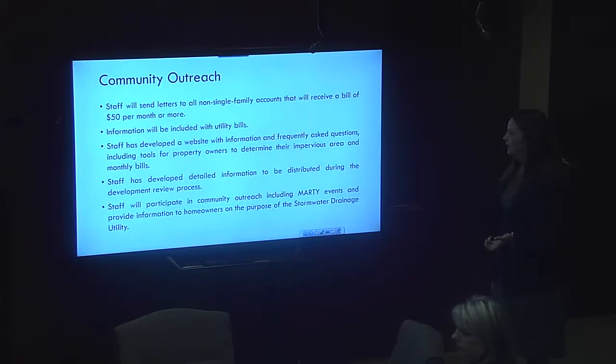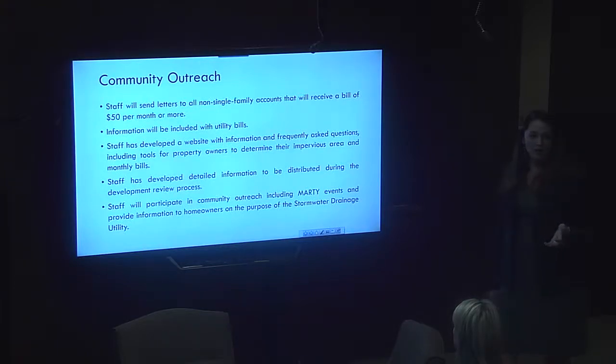We have a website, and the information from our website and our frequently asked questions will be a part of the letters that go out. Our website will also include tools for some of these non-single family residential accounts so that they can look up their bill by account number, by address, and by name. And then also we'll have a map where they can look at their impervious area, see what is considered impervious, and also see the breakdown of that impervious area. I'll be able to show you that at the end of this.